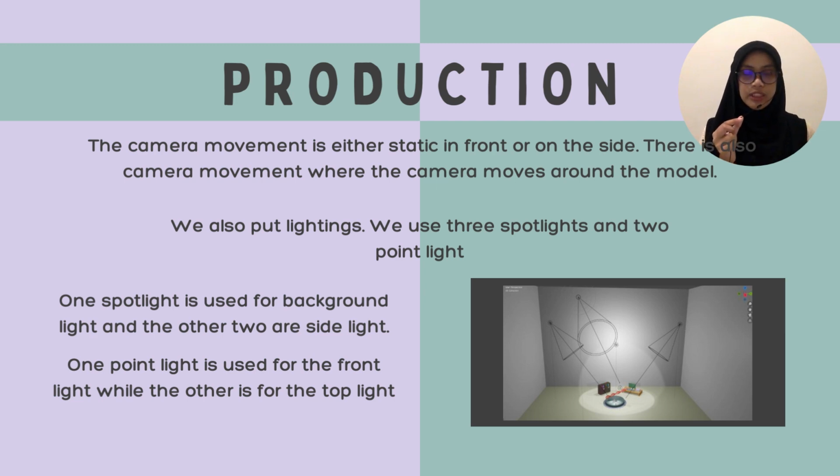So we also put lightings. There are three spotlights and 2 point lights. One spotlight is used for background light and the other two are side lights. So the next one is the 2 point lights. One point light is used for the front light, while the other one is for the top light. That's all for our production.